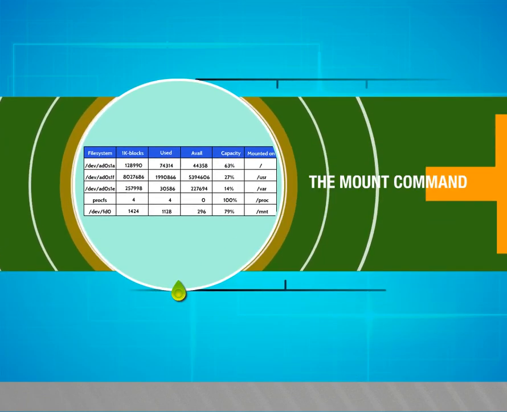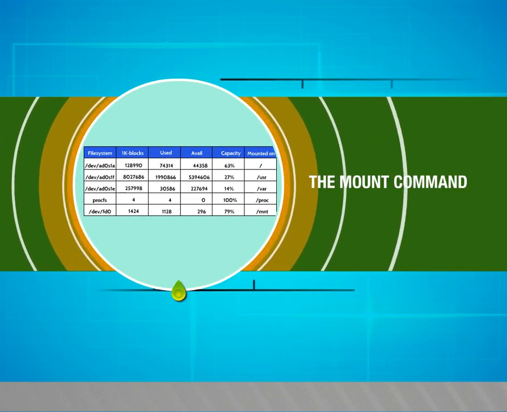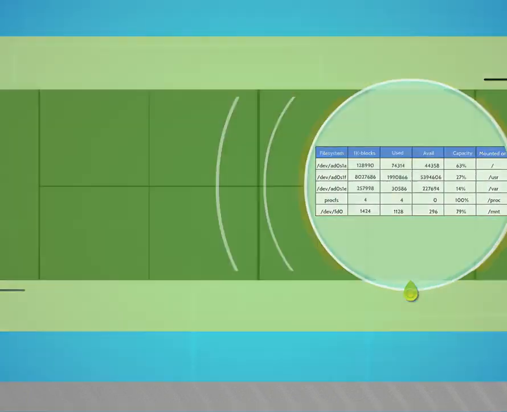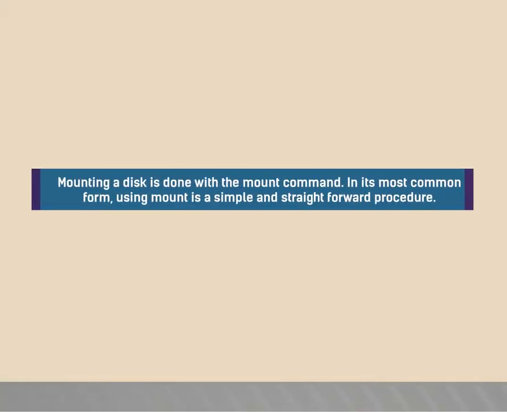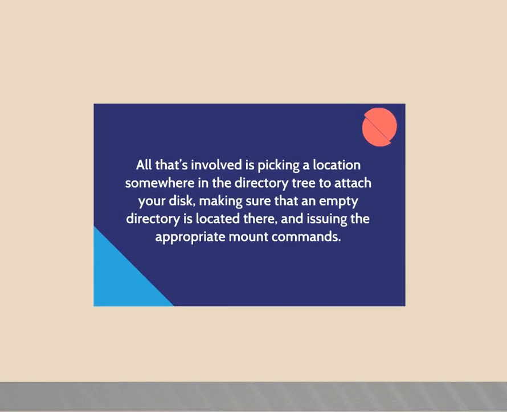The mount command. In this video, we are going to see about the mount command. Mounting a disk is done with the mount command. In its most common form, using mount is a simple and straightforward procedure. All that's involved is picking a location somewhere in the directory tree to attach your disk, making sure that an empty directory is located there, and issuing the appropriate mount commands.